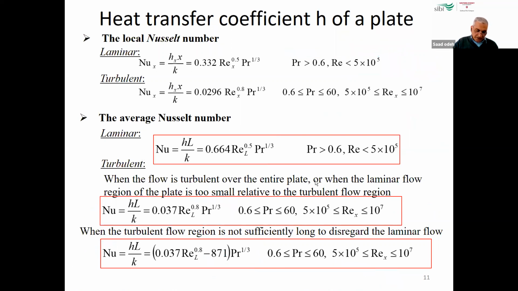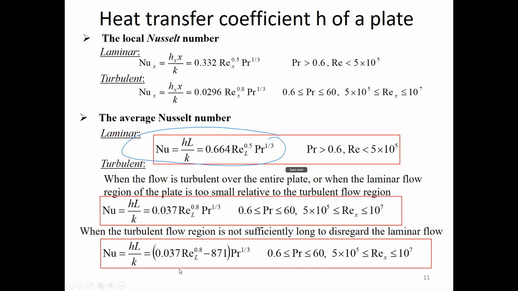So if it's clear now, did everyone write this? Did everyone take these equations? I did it, sir. You didn't?